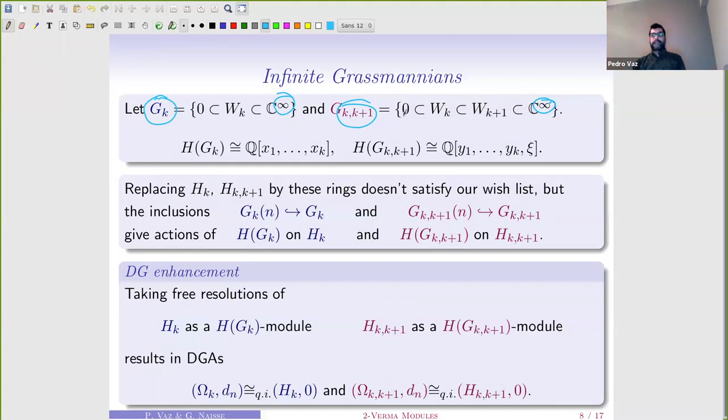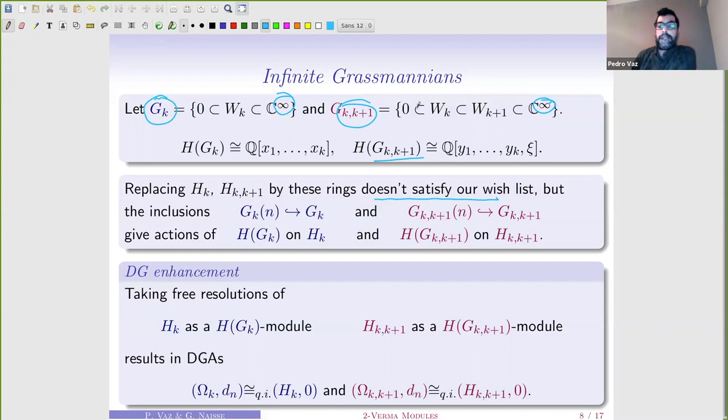If you replace these cohomologies into their construction, you don't give the right answer. So they don't satisfy our wish list, principally because the cohomology of the infinite partial flag variety as a module over the cohomology of the Grassmannian of k-planes in C infinity does not have the right dimension. Moreover, this is singly graded. So you never end up with this Verma module. But we can use this in our favor.